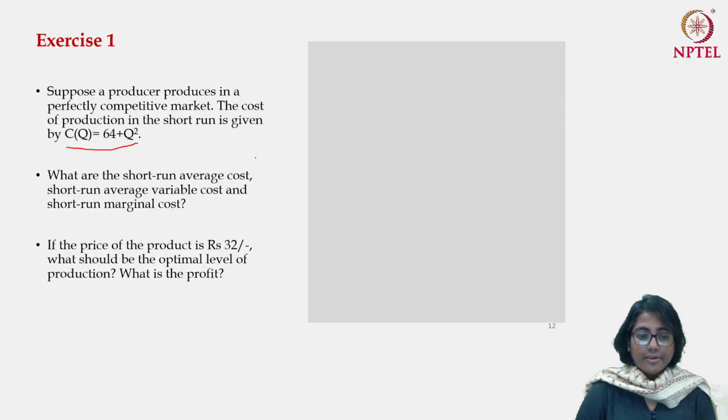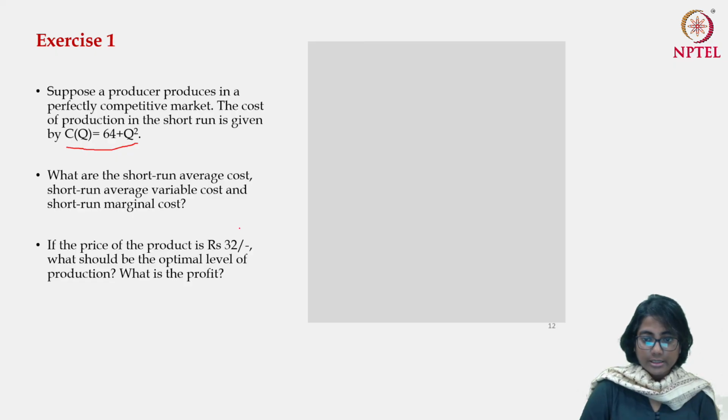The questions that we have here: what are the short run average cost, short run average variable cost, and short run marginal cost? The question also follows that if the price of the product is rupees 32, so you see that the price is given from the outside, meaning the supplier has no control over the price, what would be the optimum level of production? What is the profit of this particular farm?